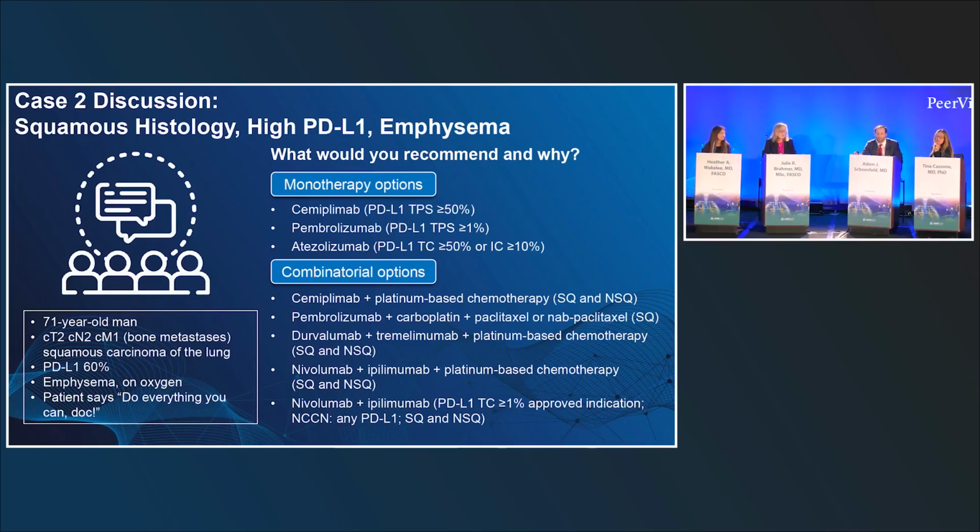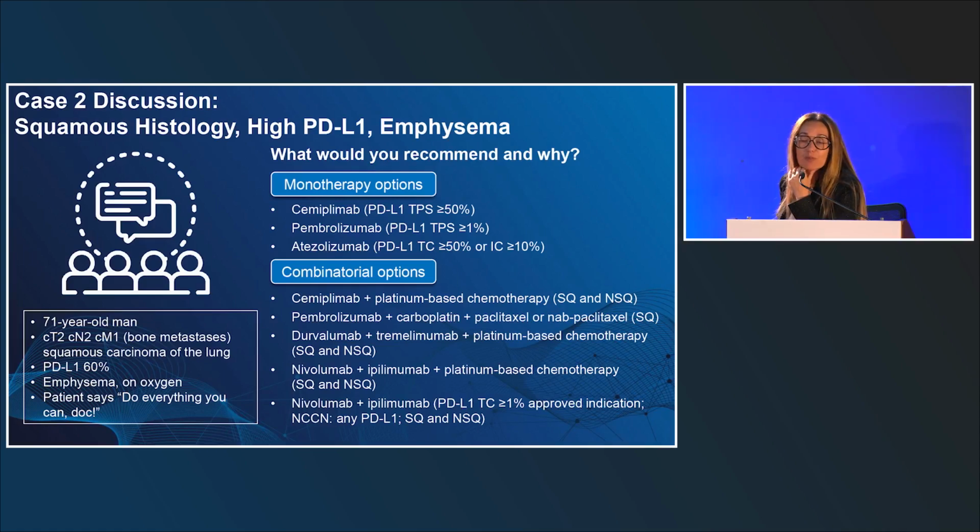This is a great overview, Adam, of the data in this squamous histology. Just to recap, we have a 71-year-old gentleman with metastatic squamous carcinoma of the lung with bone involvement and high PD-L1, 60%, with some comorbidities, but overall the willingness to be as aggressive as possible with treatment. So we talk about monotherapy options as well as combination options. It seems appealing, based on the data Adam has presented, to go with monotherapy, especially if there is not a visceral crisis or a major symptom burden. So I feel very comfortable considering the monotherapy.